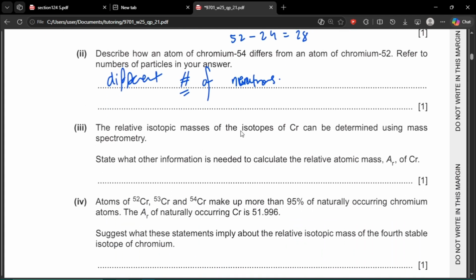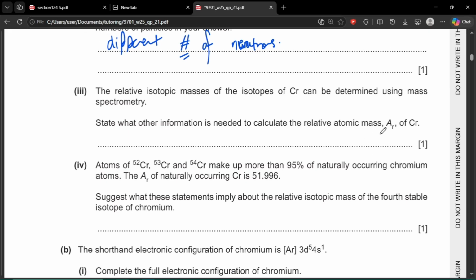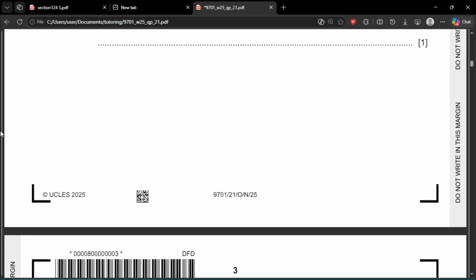Anyways, the relative isotopic masses of isotopes can be determined using mass spectrometry. Suggest what other information is needed to calculate relative atomic mass. Now, the formula for this is basically: Ar would be the abundance of an isotope. Normally, you multiply the abundance by the isotopic mass.